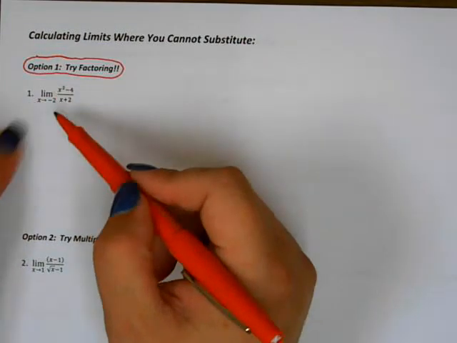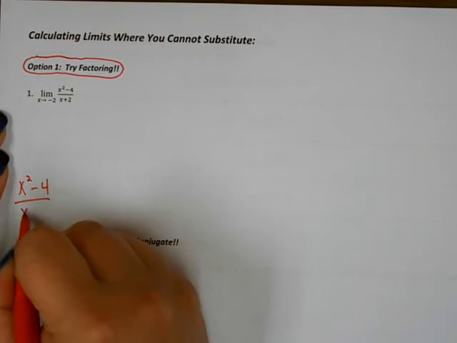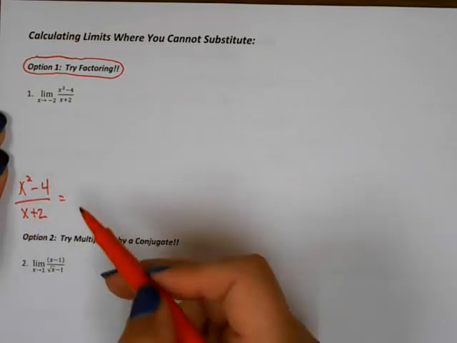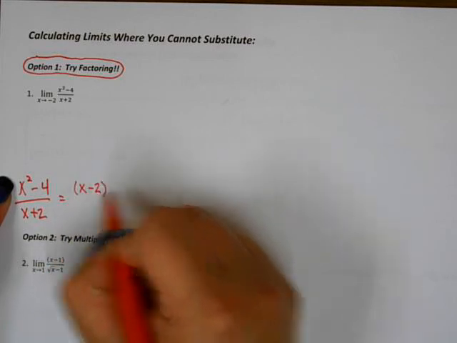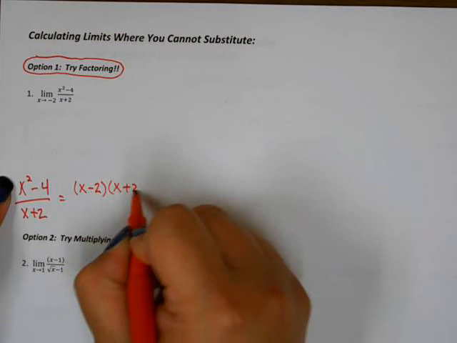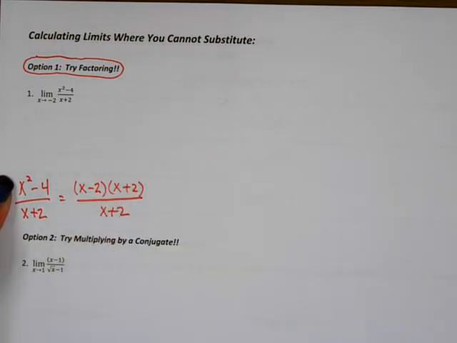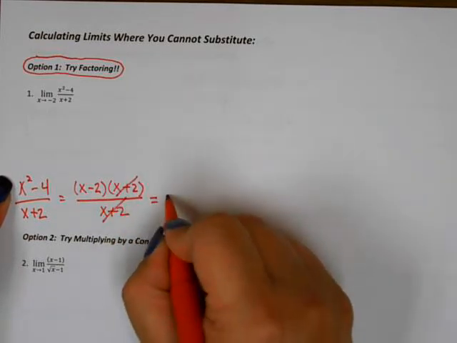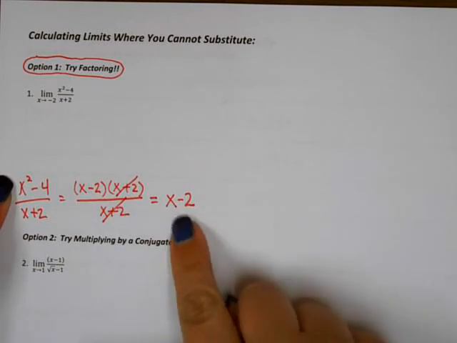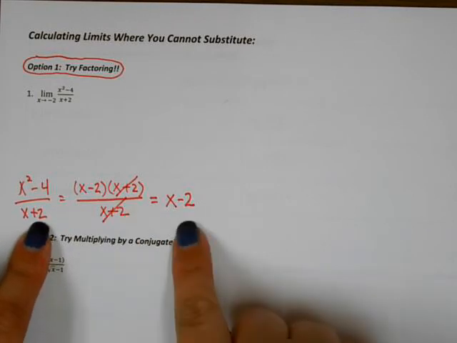I'm going to take this original function. I'm going to ignore my limit notation for just a second, and I'm just going to write x squared minus 4 over x plus 2. Hopefully when you look at the numerator there, you can see that that's the difference of squares. So I can factor that as x minus 2, x plus 2, and my denominator stays as x plus 2. Which means I can cancel these x plus 2's, and this function overall simplifies down to x minus 2.